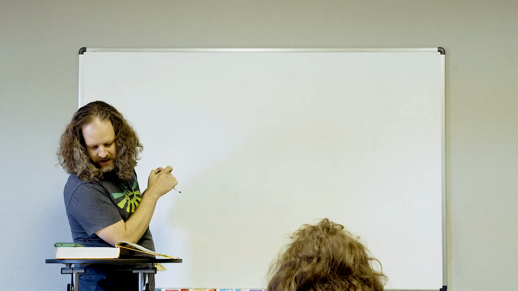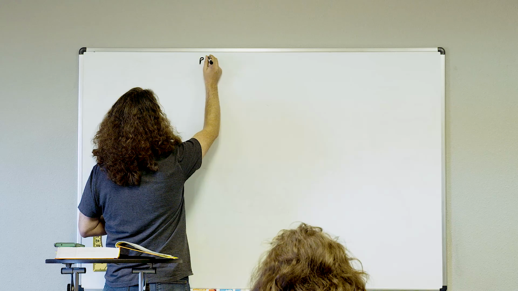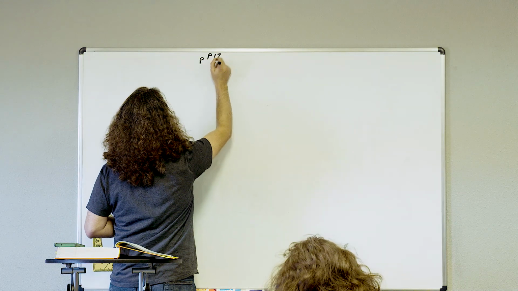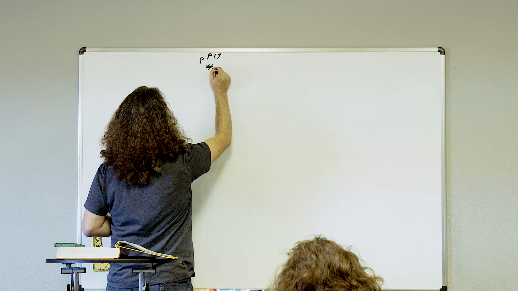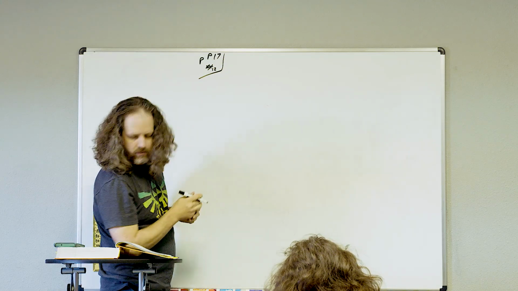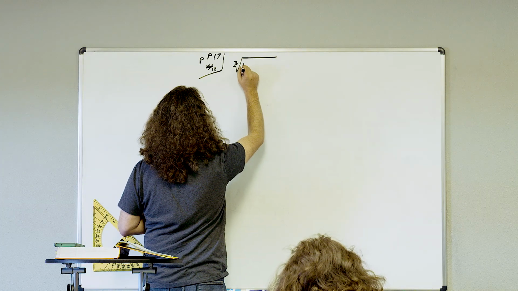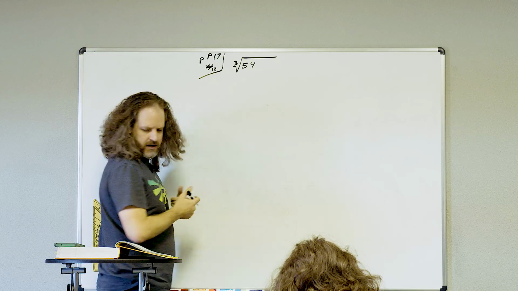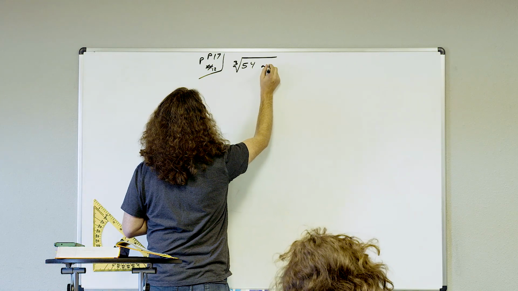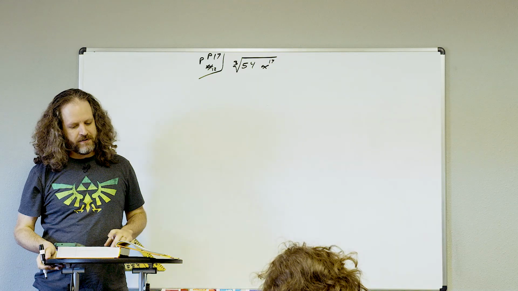All right, 12. We got the cube root of 54 times x to the 17th. This is page P17, number 12. And we are expected to simplify as much as we can simplify.